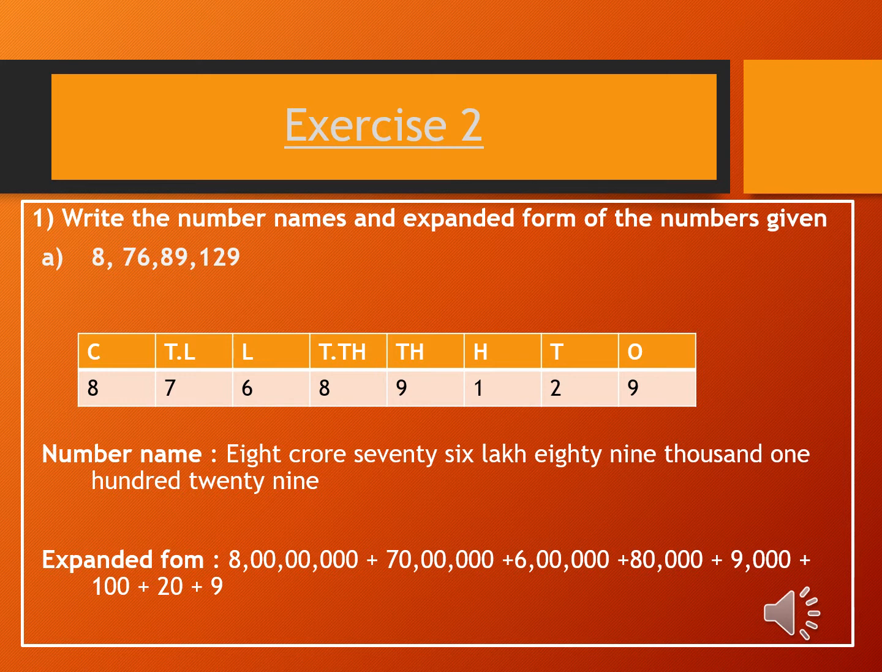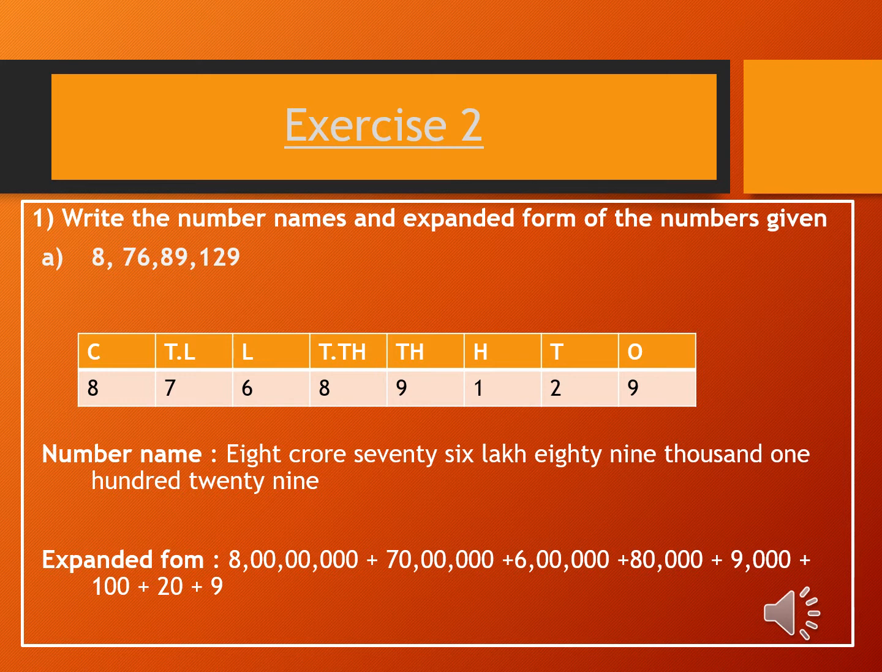89,129. Next, we can write the expanded form of the number. 8 comes under crores position, so we can write 8 crore. Next, 7 under 10 lakhs position, so 70 lakh.